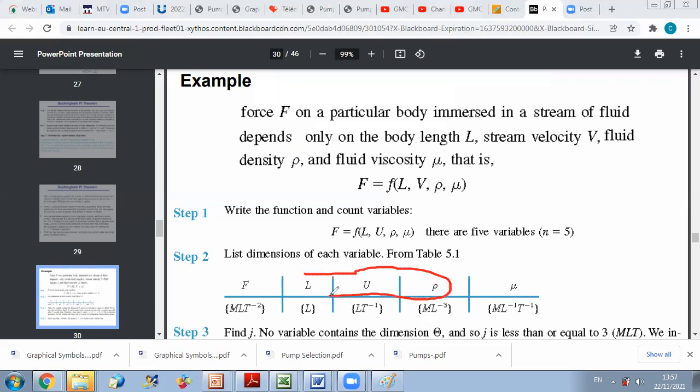Maybe you could select a different system. For example, if you select L, U, and mu, it also works. It's also possible if you take L, U, and mu. Why does it work? Because, for example, M is only present in mu.